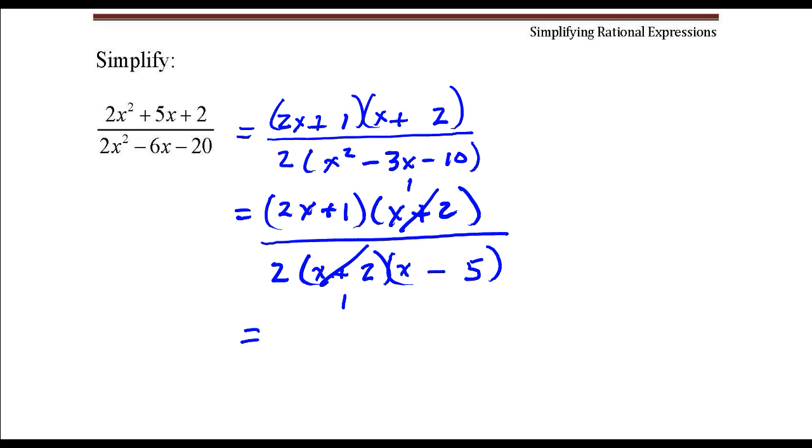No other factors are common, so all we need to do to complete this is just to write what we have left over in the numerator and the denominator. So in the numerator we have 2x plus 1 times 1, so that gives us 2x plus 1. And in the denominator we have 2 times 1 times x minus 5. And that's it.